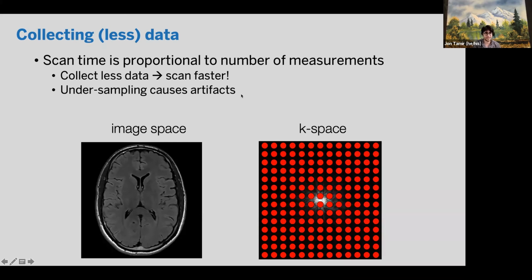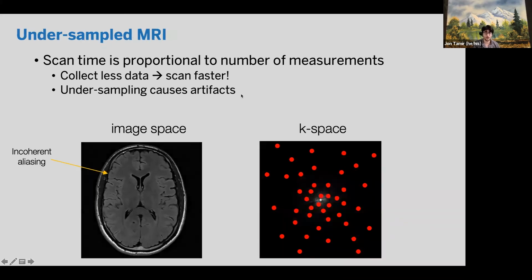But if we collect less data, for example, by not collecting all of the K-space measurements, then we'll have some kind of artifact in the image. And in particular, if we collect it in this randomized fashion, then we'll get this incoherent aliasing that looks like noise. And so undersampling causes artifacts, and the goal of the image reconstruction is to recover the image and remove these artifacts so that we can get a faster scan, but with the same quality image.